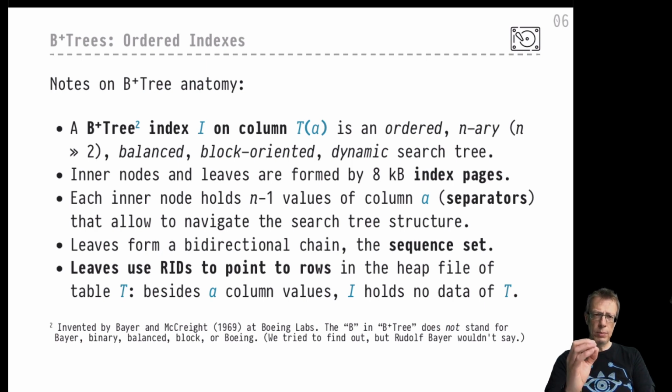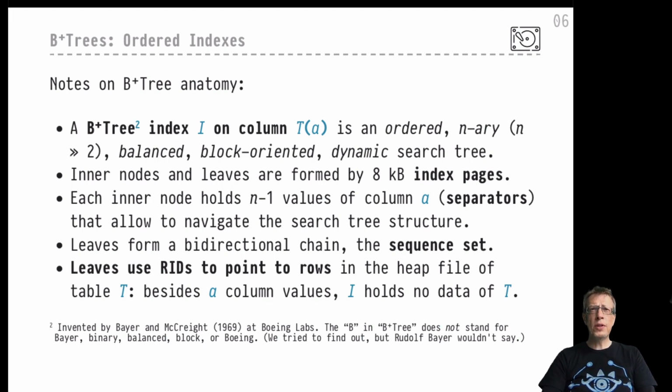Okay, so in a vanilla B+Tree, all we find is the key values, the A values, the separator values that help us guide the search, and nothing else of the base data of table T is being found in the index. This, of course, helps to keep the index lean and help keep it small.